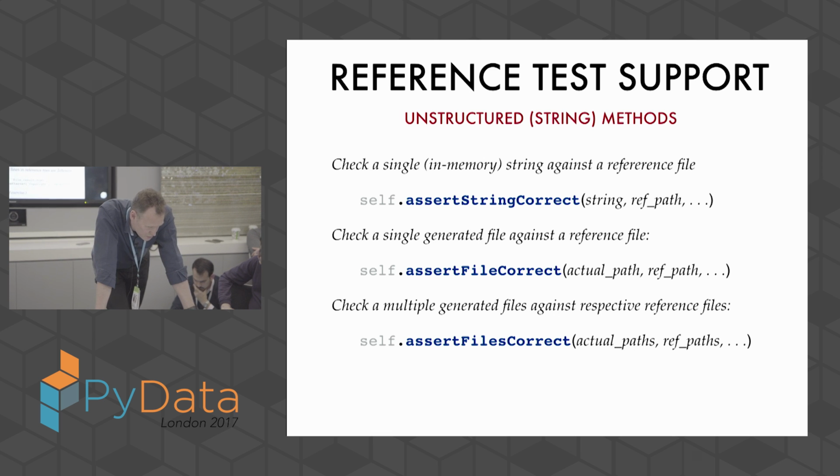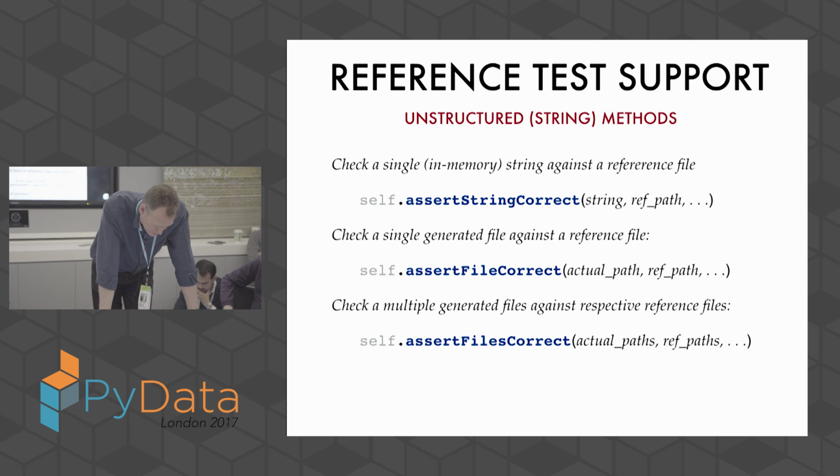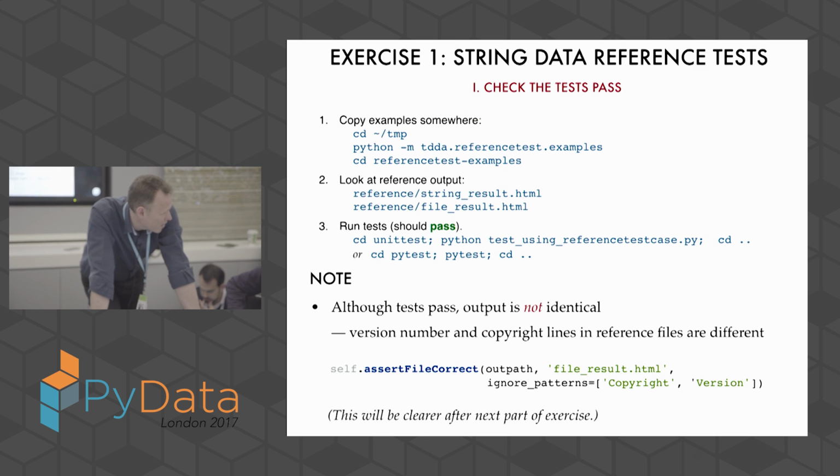So the first thing you need to do, unless you want to try it on your own data, is to get the data. So if you've got the TDDA library installed, go to somewhere that you're happy to write stuff, so a temp directory or just somewhere you're happy to do stuff. And if you run the command python -m tdda.referencetest.examples, that will copy into the directory you're in a copy of the test data and the test scripts, in a directory it will create called referencetest-examples. So python -m is just saying run the module tdda.referencetest.examples. So that would be a really good thing to do.